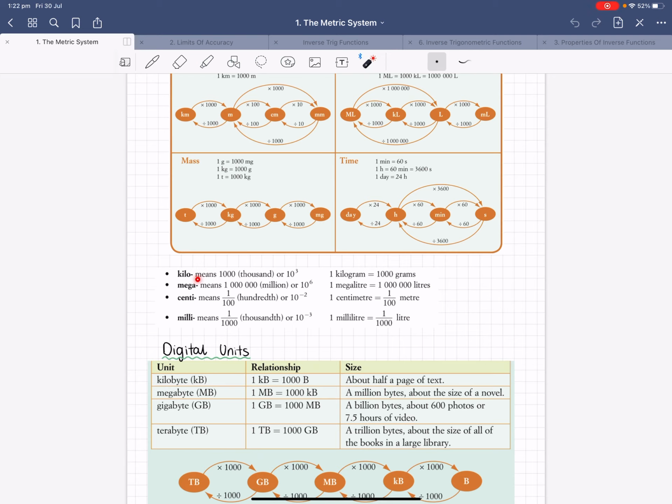So here we've got kilo, which is another word for 1,000 or 10 to the power of 3. These are all engineering notation that you'll use if you become an engineer.